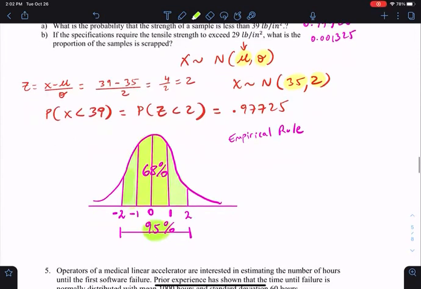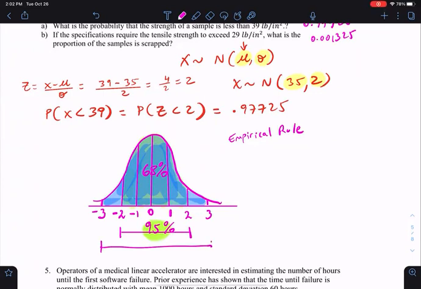And then 3 standard deviations below the mean and 3 standard deviations above the mean cover 99.7%. So this part in blue, that part in blue covers 99.7%. So this is called the empirical rule, and that's what it does.